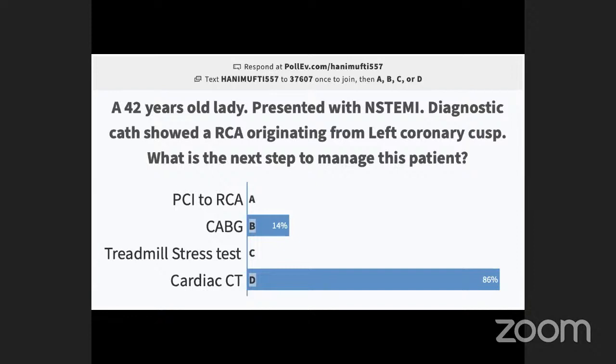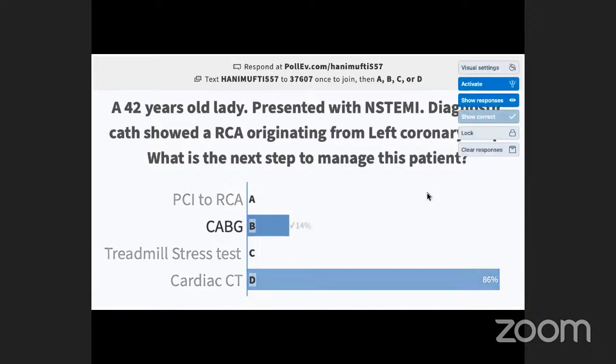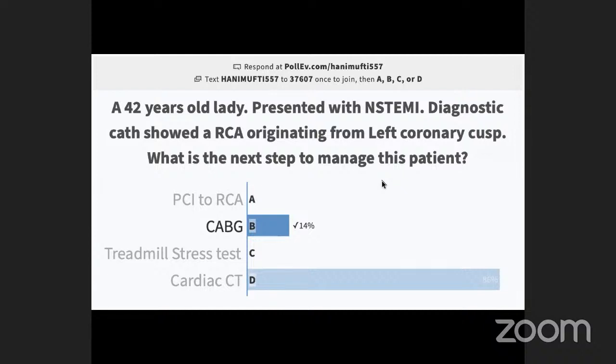Okay, so the correct answer is CABG. Why do you need a CT? I'm asking about the management. I'm not asking about the investigation. Then why do you need a CT? What is it going to change?